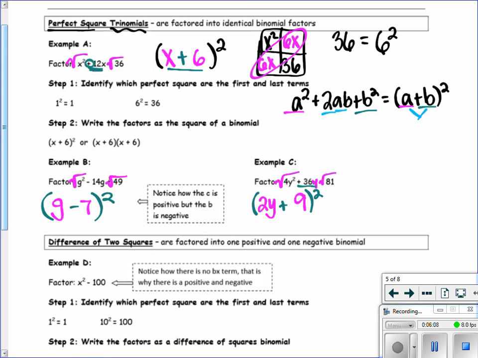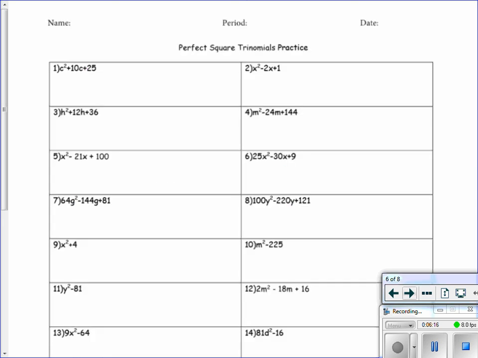So that's the purpose of this. Just showing little ways to help speed up factoring if possible. If it's not a perfect square trinomial, back to factoring like normal. Okay, so flip to the next page. Flip to the back. We're going to look at number 6.